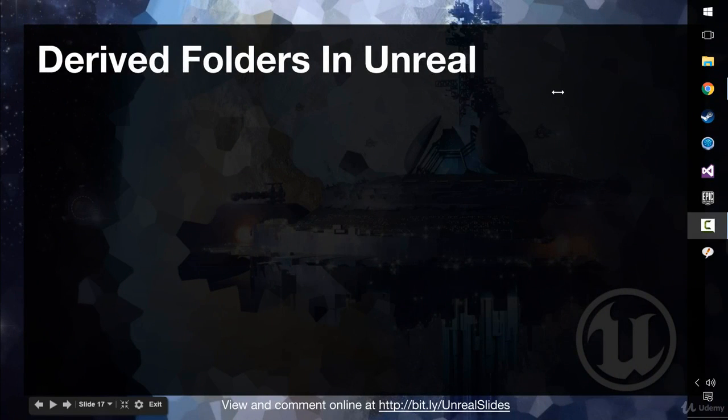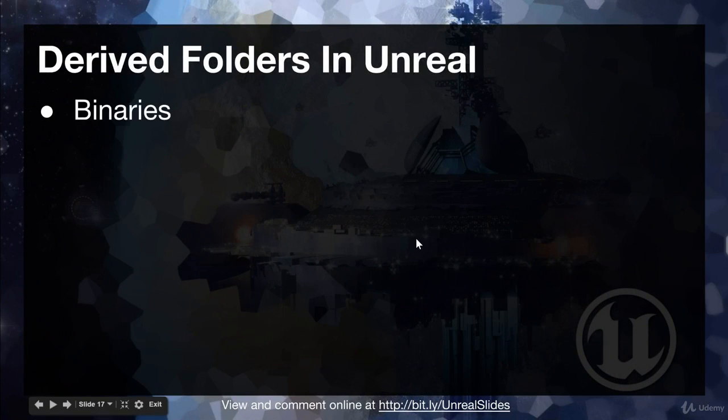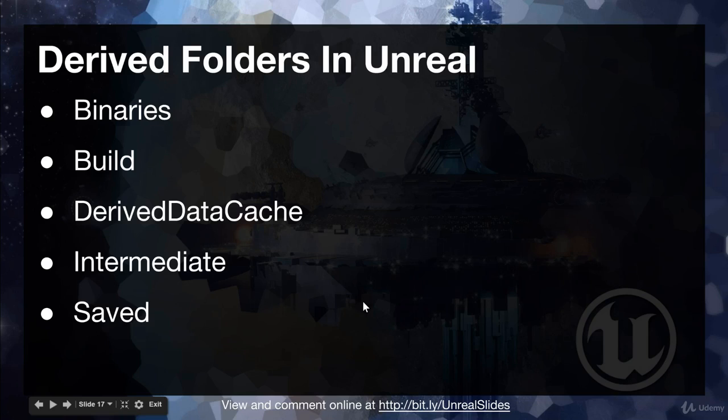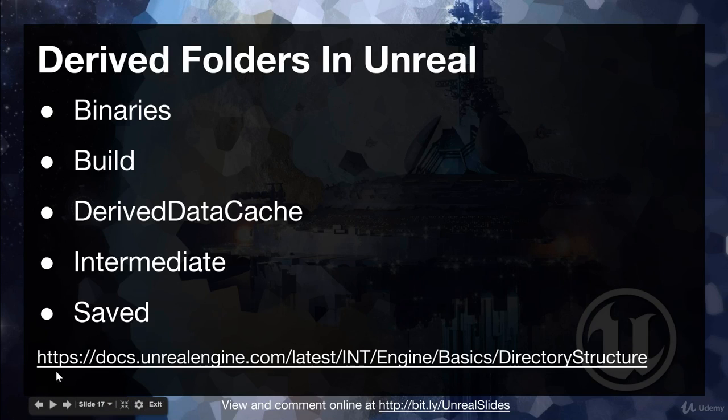So what are these folders? It's in your slides if you're ever not sure. Your derived folders in Unreal are binaries, build, derived data cache if you see it, intermediate, and saved. They're the folders we want to get rid of. For a full list, there's that link back to the directory structure that I showed you.